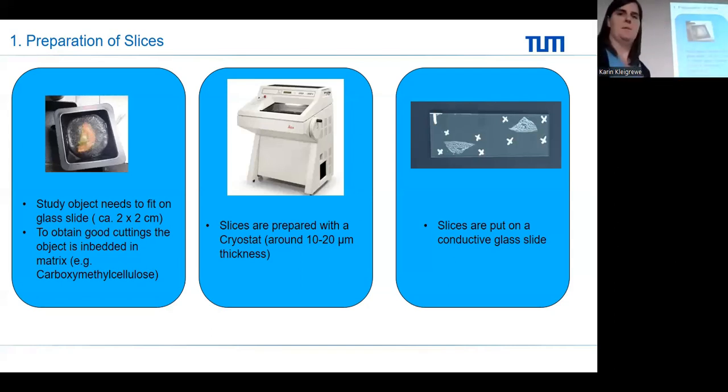The only difference for MALDI imaging is that you need to have a conductive glass slide. So one side of this glass is conductive, and then add access. Later on, you need to teach the mass spec where your tissue is, what you want to image.